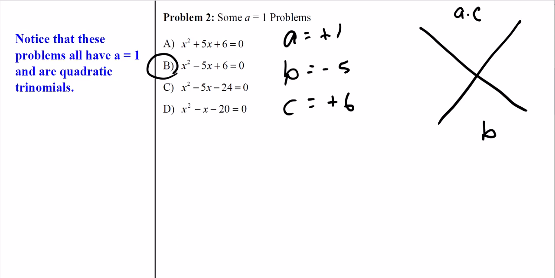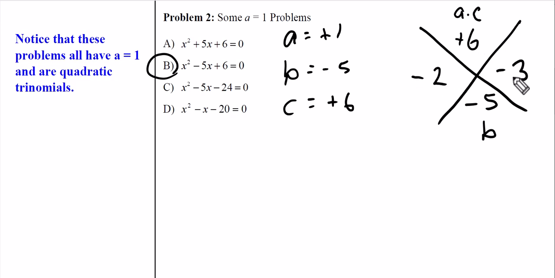So here we go for part B. A is positive 1, B is negative 5, C is positive 6. A times C is a positive 6. B is a negative 5. I need two numbers that multiply to a positive 6, but add to a negative 5. Well, it's going to be negative 2 and negative 3.